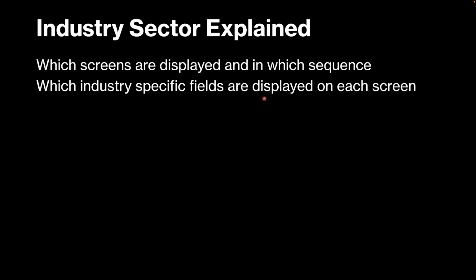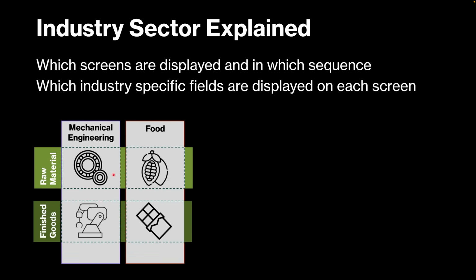So whenever you will be entering the material type, you also have to tell the system for which industry you are creating that material. And based on that, the system will give you multiple screens in a given sequence and multiple fields which are applicable for that industry. So let's understand this with an example.